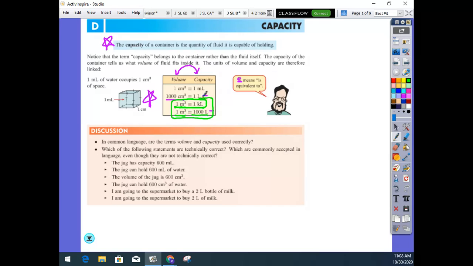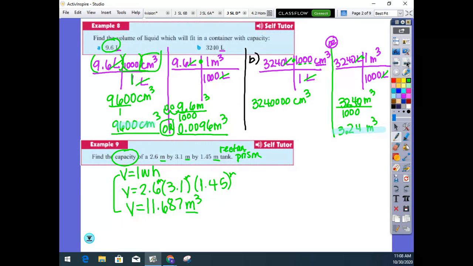To me, the 1-to-1 correspondence is much better. That means for every one of these, this is the same measurement as a kiloliter. It's equivalent. Cubic meters is equivalent to 1 kiloliter. So if I have 11.6787 meters cubed, I also have 11.6787 kiloliters.